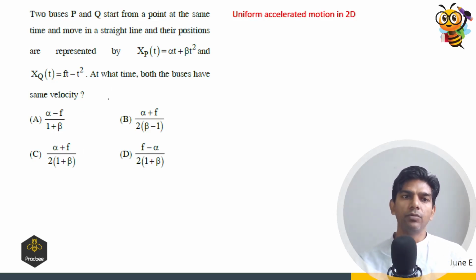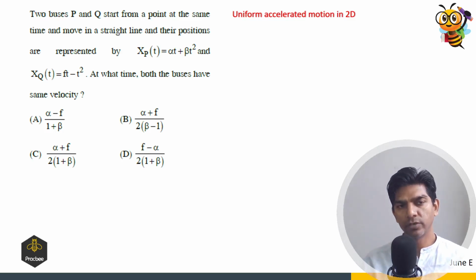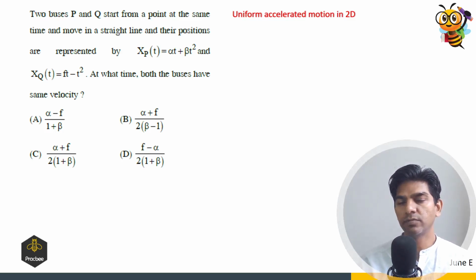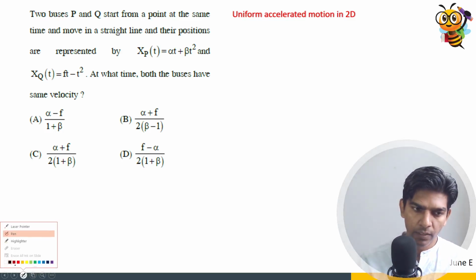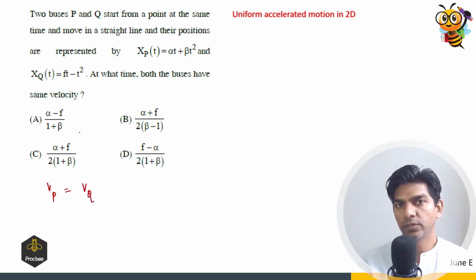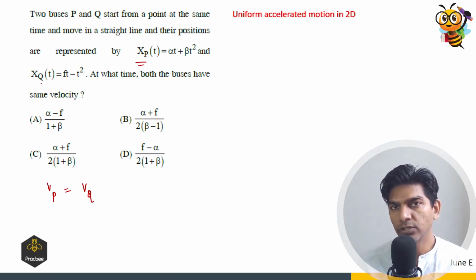Two buses P and Q start from a point at the same time and move in a straight line, and their positions are represented by xp, which is alpha t plus beta t square, and xq, which is ft minus t square. At what time do both the buses have the same velocity? So vp should be equal to vq. It is nothing but the differentiation. You have to differentiate xp with respect to time to get the velocity of bus p, and if you differentiate xq with respect to time, you will get the velocity of bus q.